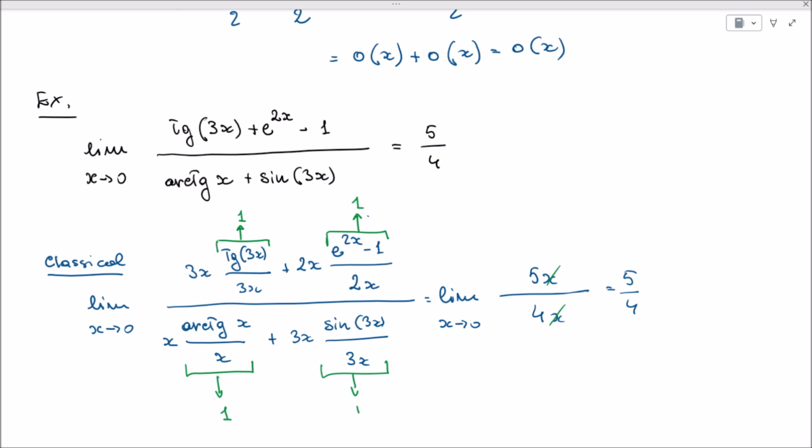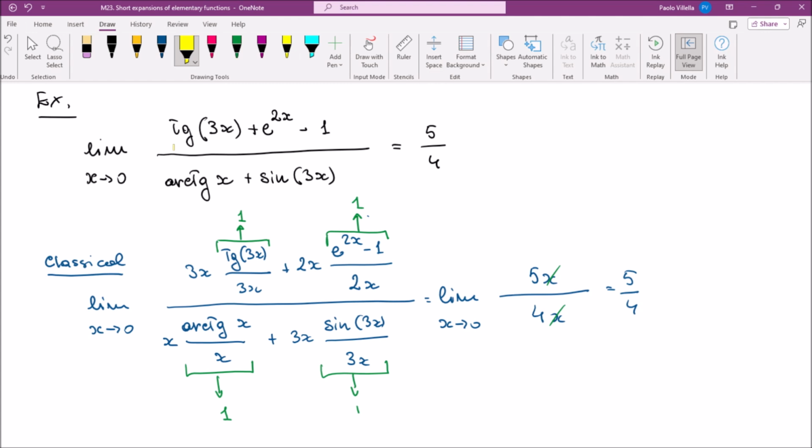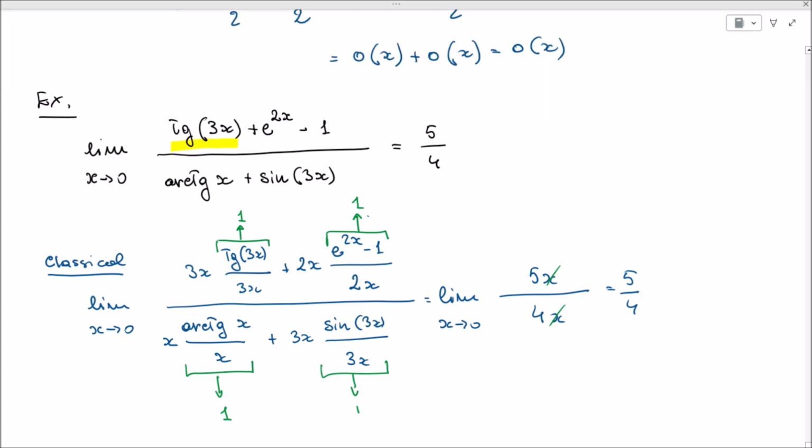Now the question is, how was I able to immediately realize that this limit was 5 divided by 4? Because I knew that from the first term, tangent of 3x, I will get 3x. From the second, I will get 2x. From this, I will get an x. From this, I will get 3x. So this easily leads me to the conclusion that by simplifying all x's, I have 5 divided by 4.